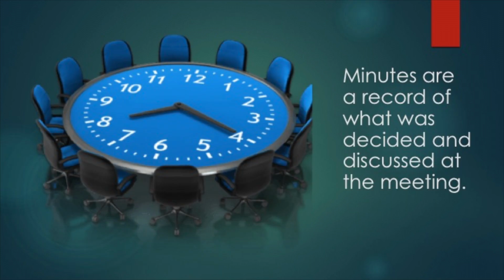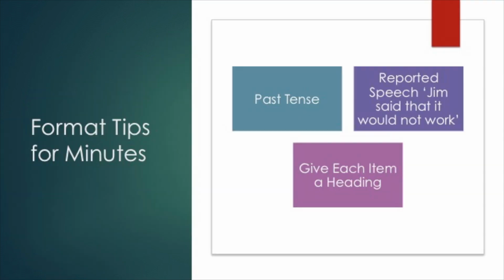The final document associated with meetings are the minutes. The minutes are a record of what was decided and discussed at the meeting. So some format tips for minutes include always writing them in the past tense, using reported speech, Jim said that it would not work, and giving each item a heading. Usually the headings would be the same headings as those on the agenda.